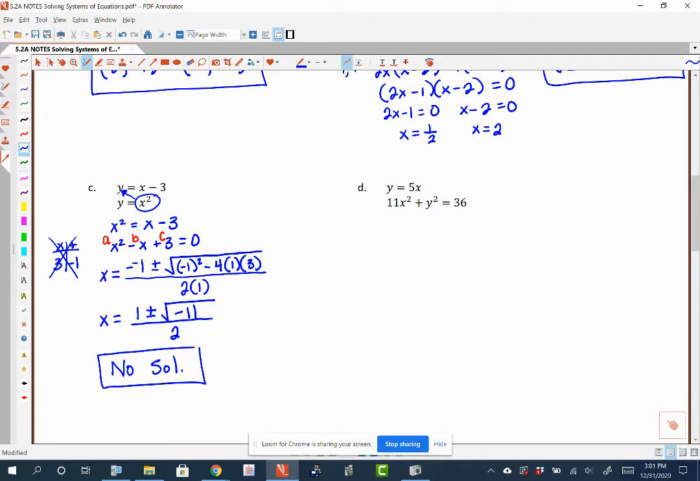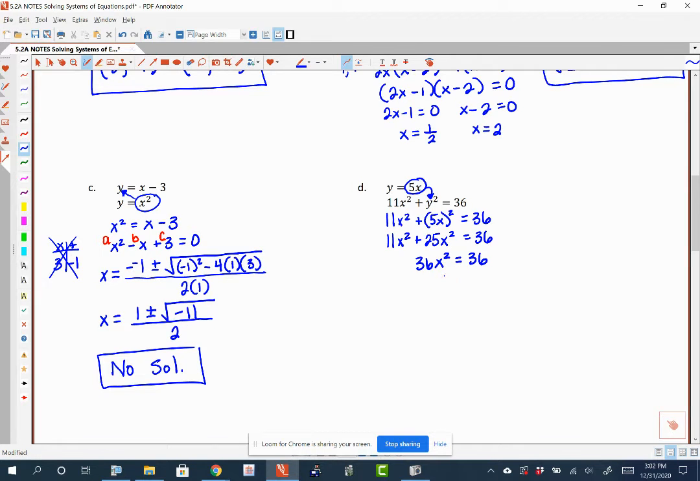Okay, problem D. Again, I need to do some substitution. I'm going to take that 5x and substitute it into that second equation for the y. 11x squared plus, now be careful here because it's 5x that's being squared. We're replacing all of the y. So now as I simplify a little bit, I have to square both the 5 and the x. So 5 squared is 25 and x squared is x squared. Well, these are like terms, so I can combine those. So 11 plus 25, that's 36x squared.